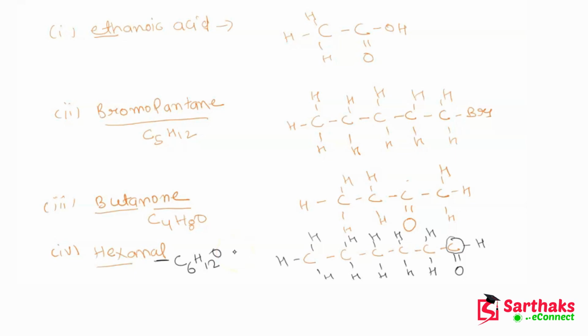And before moving ahead, one more thing I want to let you know, that this hexanal can also be written like this: C5H11 and CHO. Okay, because this is what? This is CHO. So we have written 5 carbon atoms here, 11 hydrogen here, and then 1 CHO. So I hope this point is clear to you. Now let us move on to the next slide.